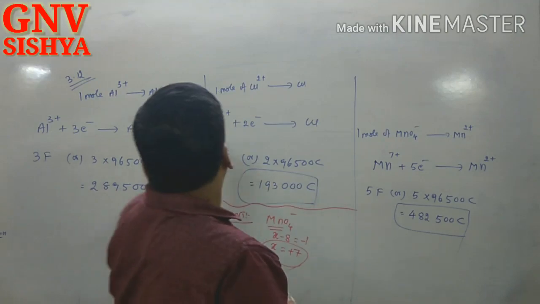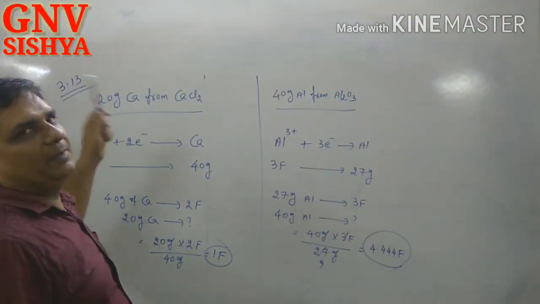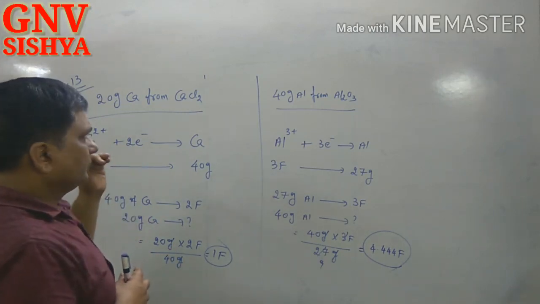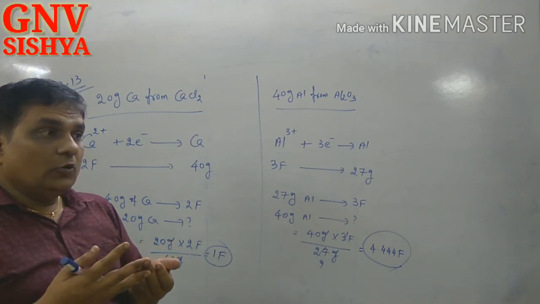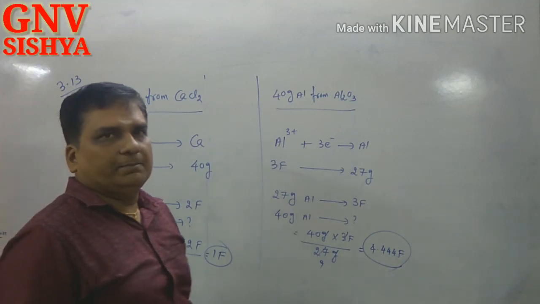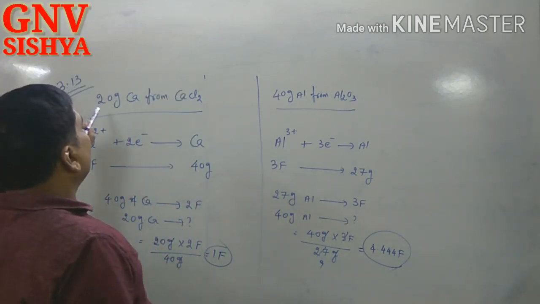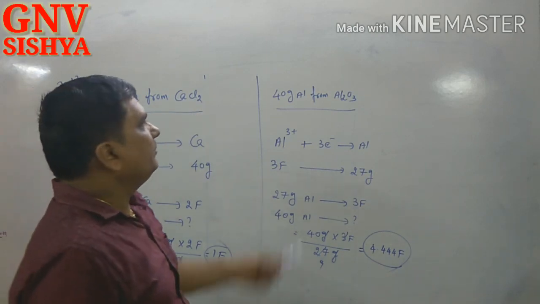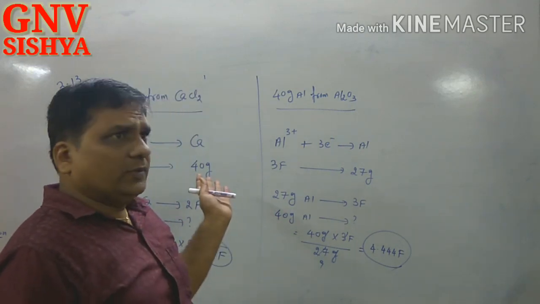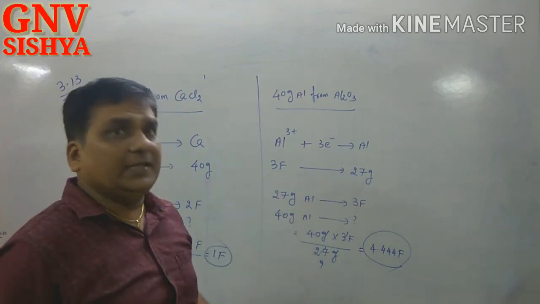Okay, so this problem is 3.12. Next, 3.13, textual questions. I hope you are enjoying. The question is, how much electricity in Faraday is required to produce 20 gram calcium from calcium chloride, and 40 gram aluminium from aluminium oxide? I have seen this question several times in many of the previous year question papers.